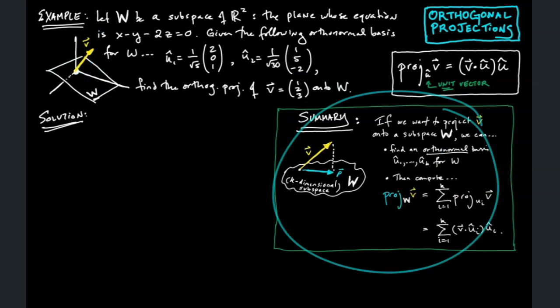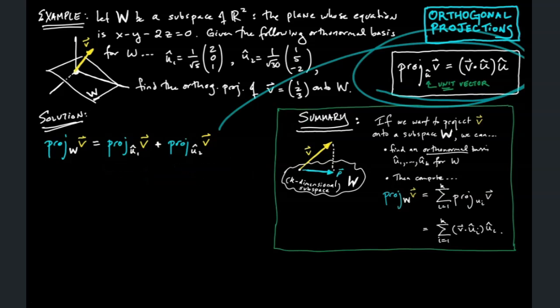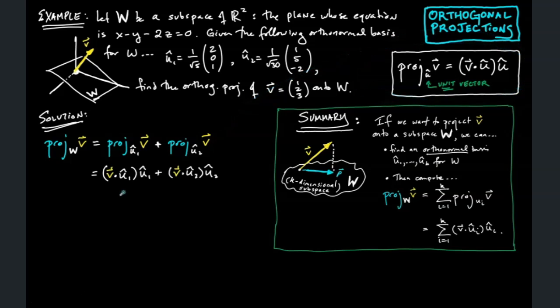Well, we just follow our summary of results here. We have an orthonormal basis, so we know that the projection of V onto W, this two-dimensional subspace, is nothing more than the sum of the projections of V onto each basis vector. So we reduce it down to projections onto one-dimensional subspaces. And everybody knows how to do those. That's the formula that everyone remembers because it's so simple. So we'll get V dot U1 times U1 plus V dot U2 times U2.